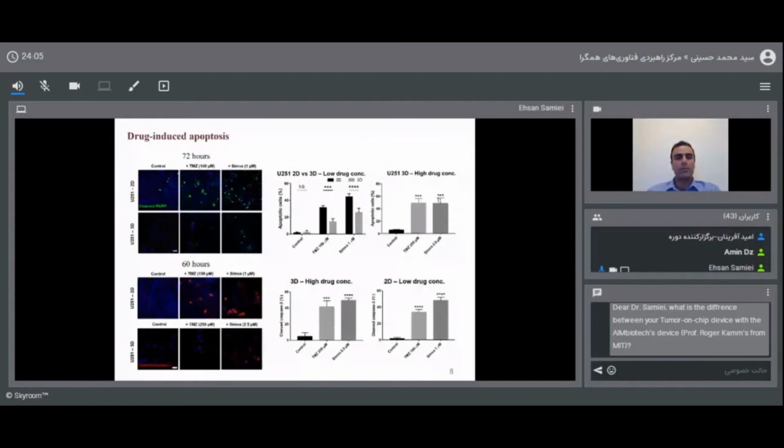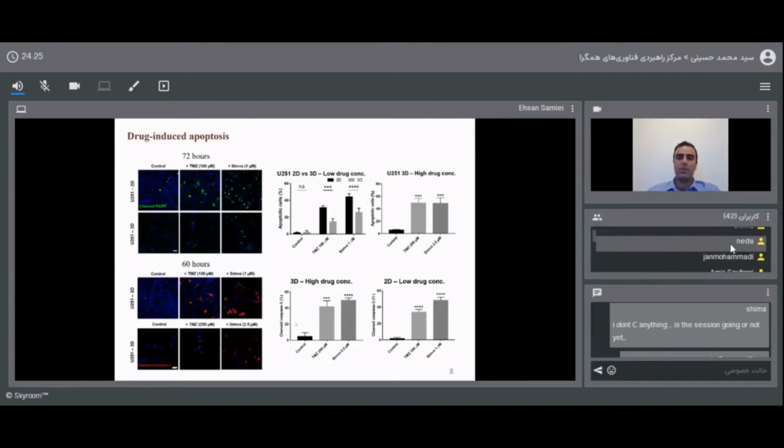Then to confirm that, we stained the cells with cleaved caspase-3, a pathway that happens prior to apoptosis. And similar observations were achieved. So for low concentration for 2D and higher concentration for 3D, a similar level of expression of cleaved caspase-3 to cleaved PARP was observed in this series, confirming that the main mechanism of cell death is apoptosis.